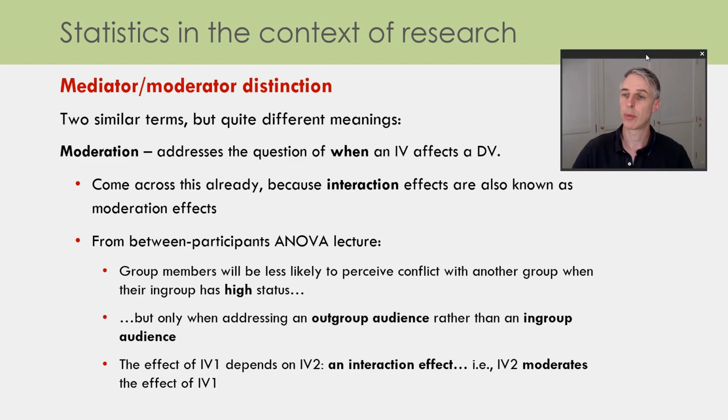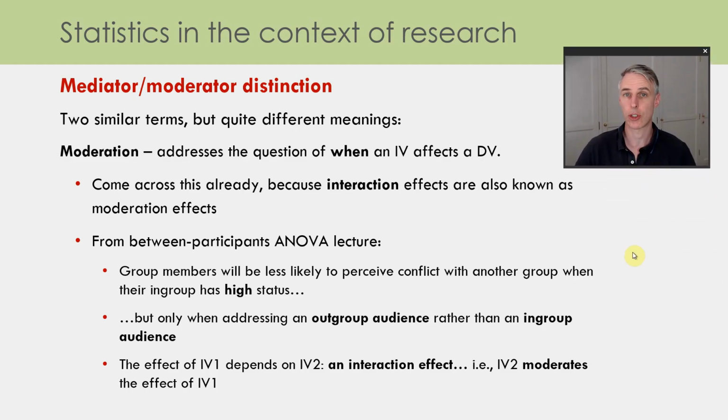As an example from the Between Participants Analysis of Variance lecture, within a general linear modeling framework, we looked at the question of whether group members might be less likely to perceive conflict with another group when their group has higher status compared to lower status than that other group. But we also wanted to test whether that in turn depends on another variable, the audience to which participants think their responses are being directed. Is it going to be their own group members who see their responses, or is it going to be members of the other group?